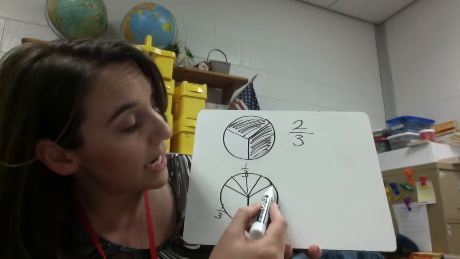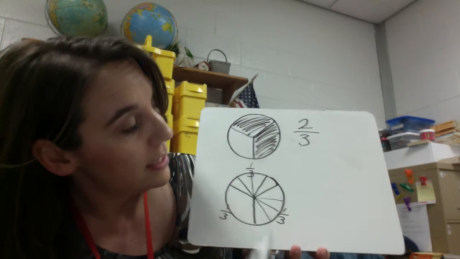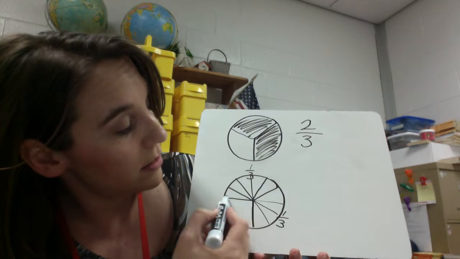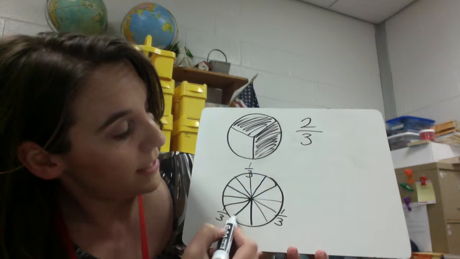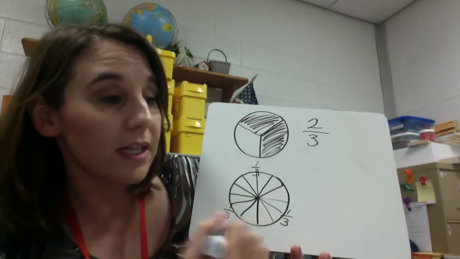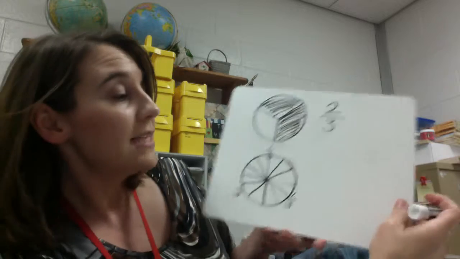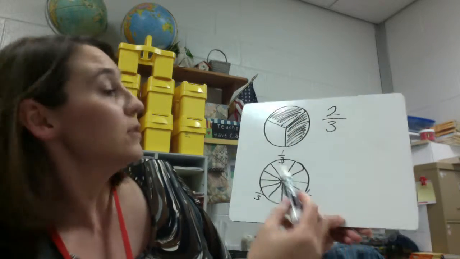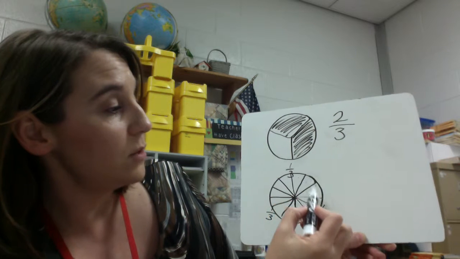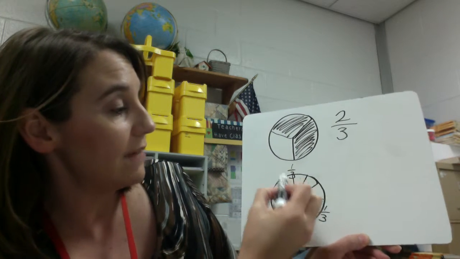So I'm going to take this third and subdivide it into fourths, and I'm going to take this third and subdivide it into fourths. I've taken each third and I've subdivided it into 4 equal sections. So I did have thirds. Now I have, let me start right here, 1, 2, 3, 4, 5, 6, 7, 8, 9, 10, 11, 12.